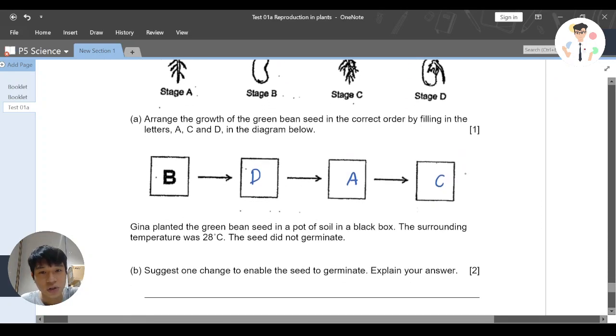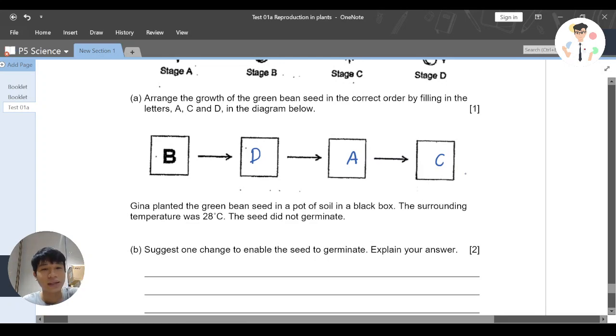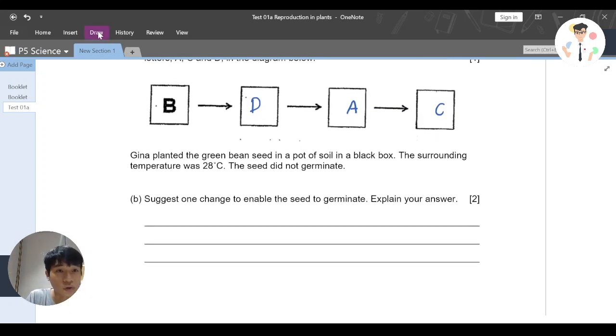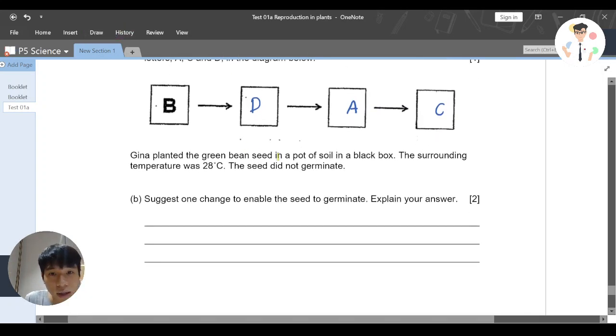Now the question continues and says that Gina planted the green bean seed in a pot of soil. Let me just highlight this: in a pot of soil, in a black box. The surrounding temperature was 28 degrees Celsius, but the seed did not germinate. So interestingly, it did not germinate.